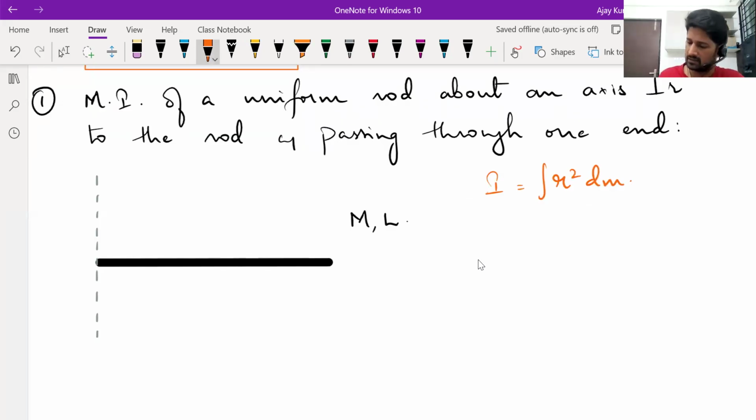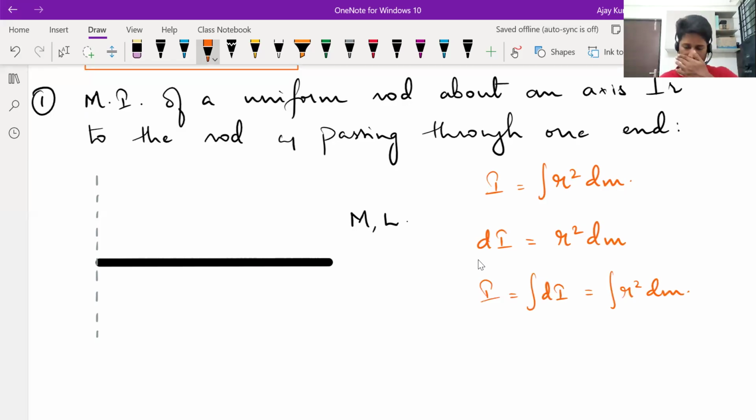Or you can do it like this. Take one element of the continuous mass distribution. One small element will contribute a small moment of inertia, so you can write it as r square into dm. And then you integrate that to get the total moment of inertia. You integrate the small moments of inertia contributed by each element.